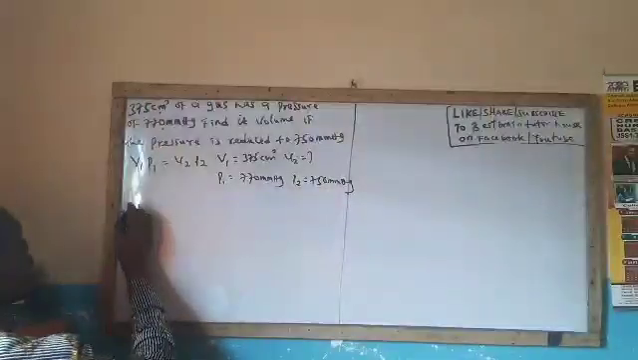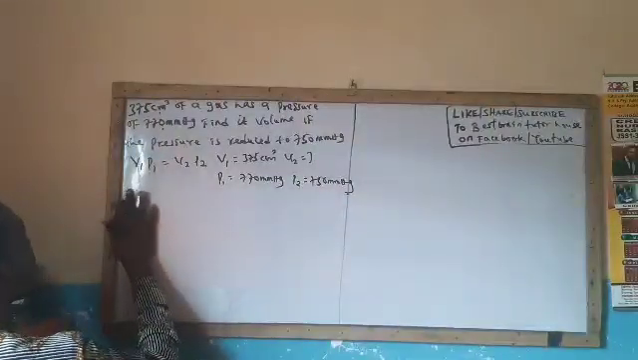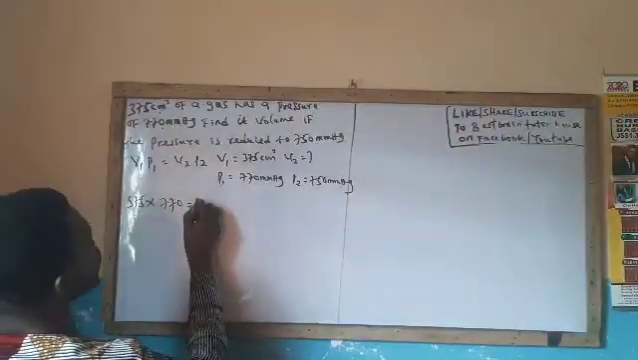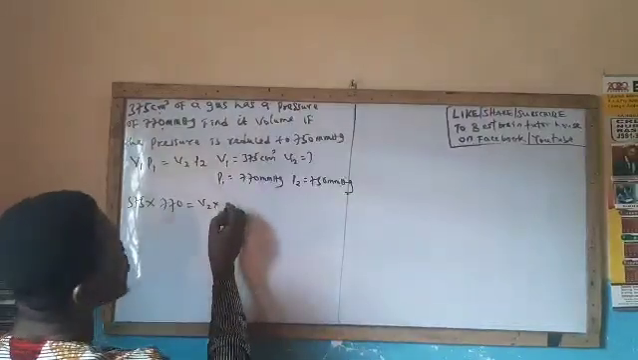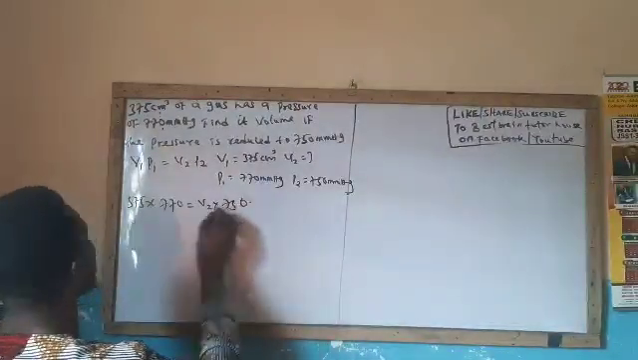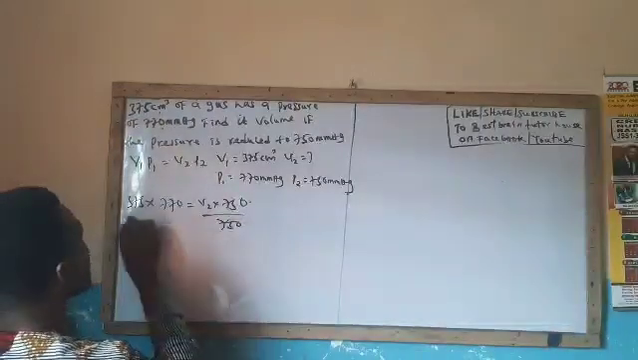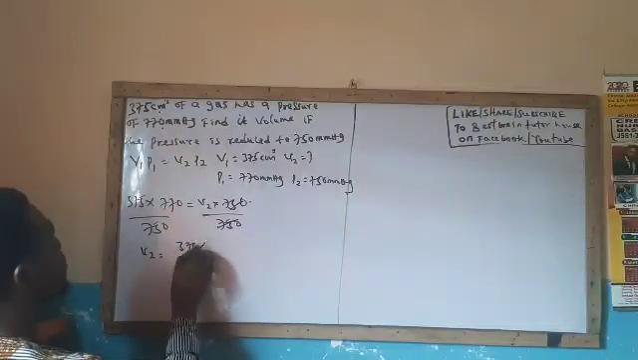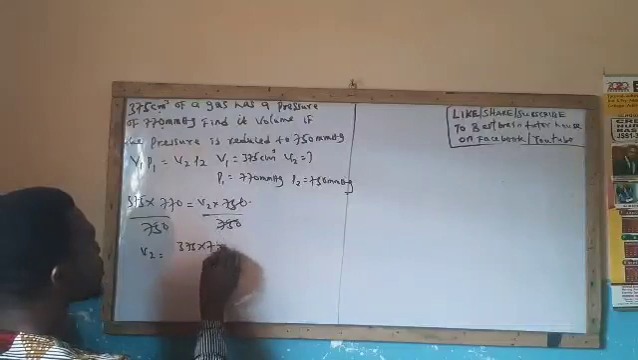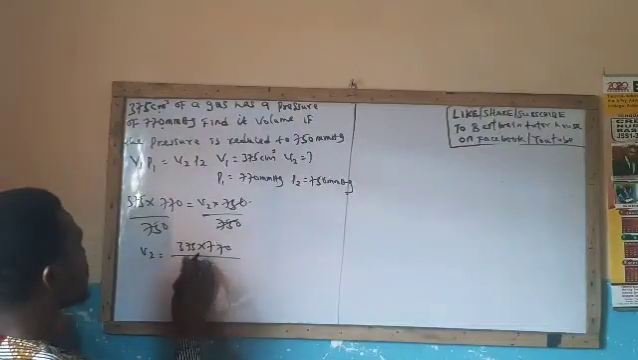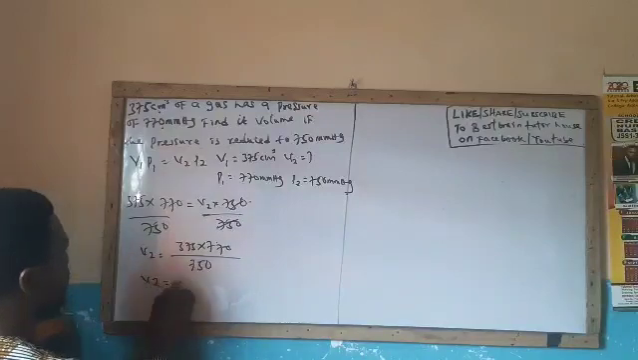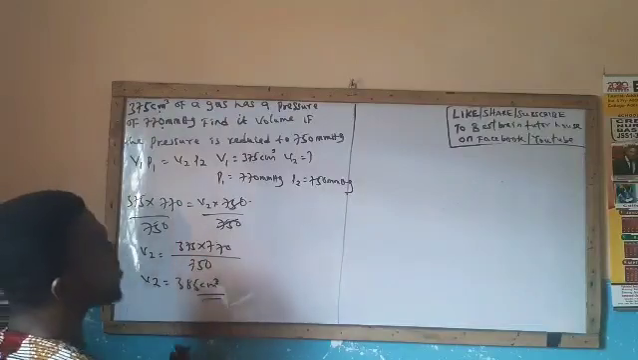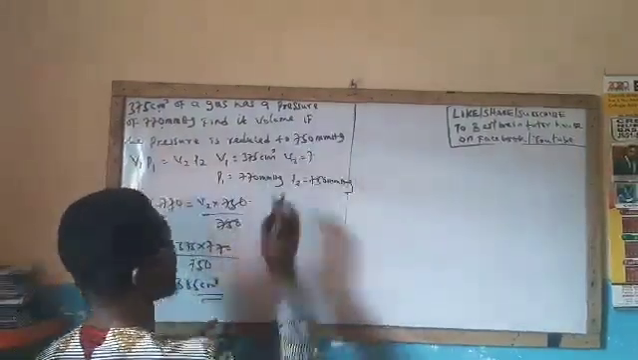From the expression, V1 times P1, that is 375 times 770, equals V2, which is unknown, times P2, which is 750. Now divide both sides by 750. Then V2 is equal to 375 times 770 all over 750. When you punch it into the calculator, V2 equals 385 cm cubed. That is the value of V2.